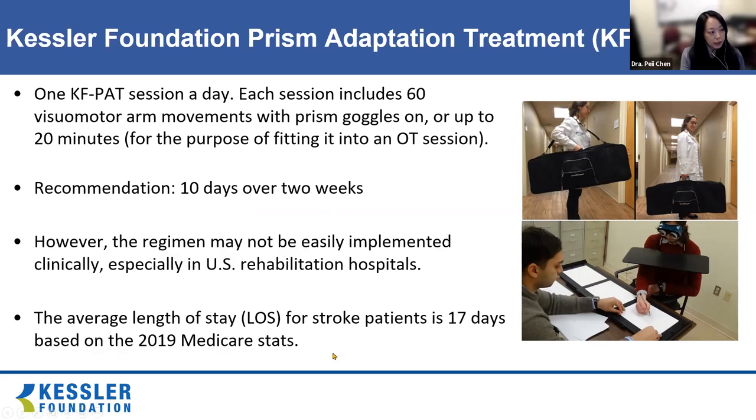Now I'm going to show you another study related to this treatment, because of the limitation in the United States. This regimen, 10 days over 2 weeks, is difficult for OTs in the United States. It's not easy to complete because the average length of stay for stroke patients is 17 days. If patients have very severe medical conditions, within the first couple of days you cannot really do any treatment with them. They're not engaging in treatment activities. Now you have fewer days, and you also have to take weekends into account. Patients sometimes do not receive weekend treatment. So it is very difficult for OTs to implement this in their practice.